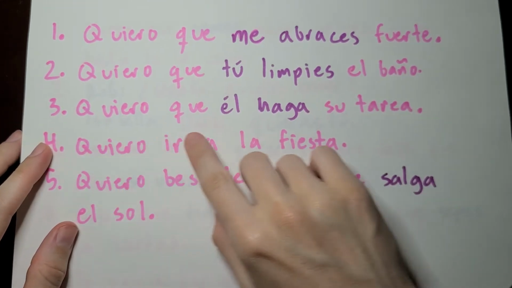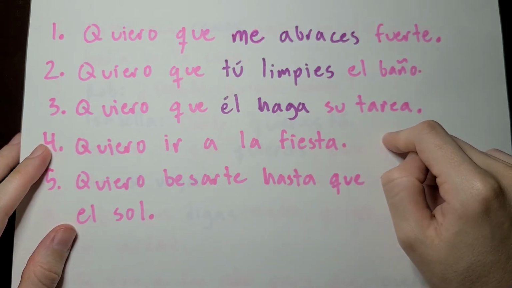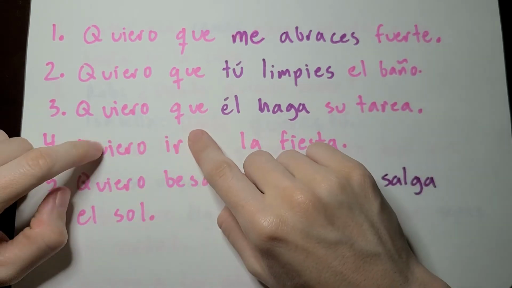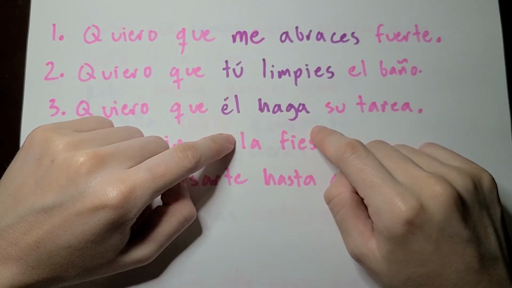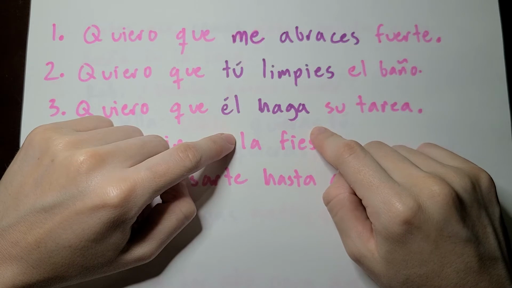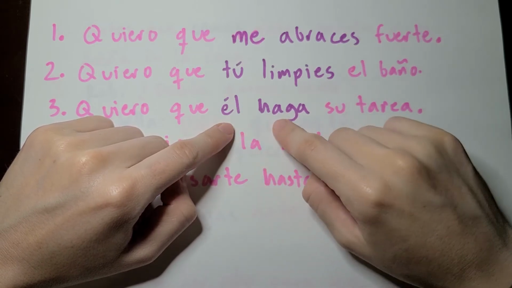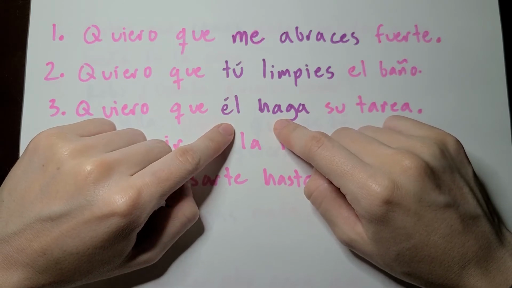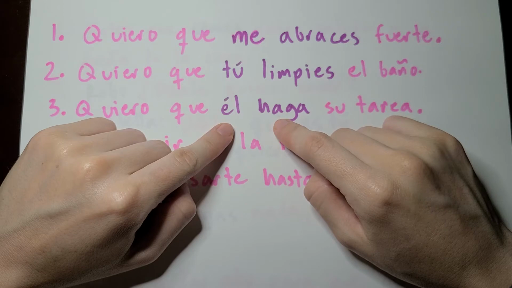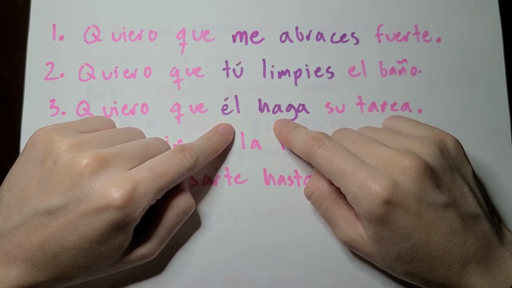3. Quiero que él haga su tarea. I want him to do his homework. So, quiero que, I want that. Él haga, remember haga comes from hacer. This is irregular in the subjunctive form. So, él haga, remember, some subjunctive irregularities are related to the irregular form of the present tense yo. If that sounds super confusing, you need to watch part 2.